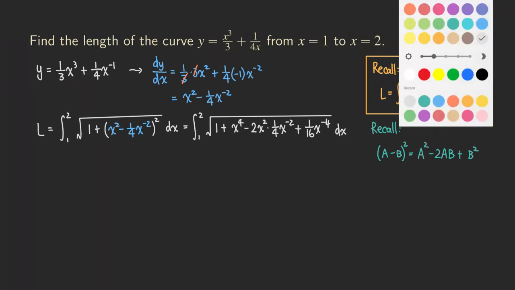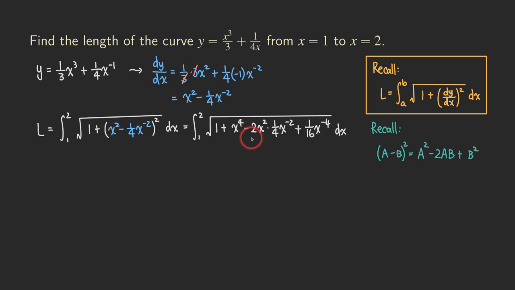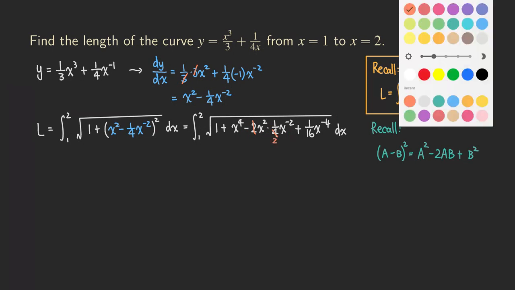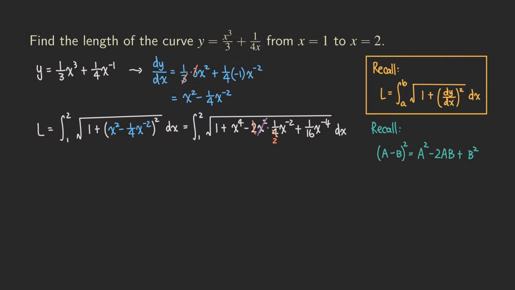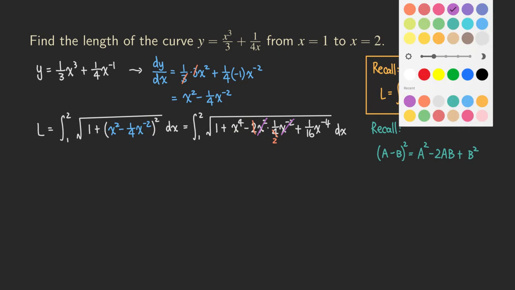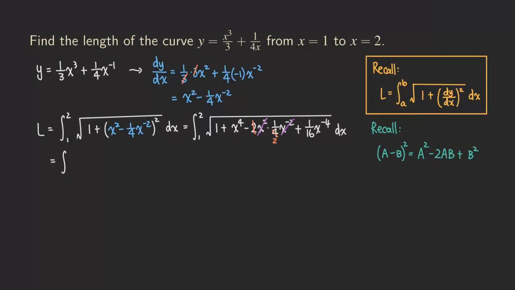And it would be a good idea right now to do some simplifying first. You can see the 2 and the 1 over 4. You can cancel the 2 and the 4, so you get a 2 here. And the other stuff, we can also cancel the x squared and the x to the negative 2. So now you basically will only have a 1/2 right here with the minus sign, so negative 1/2. Let's write that down. So we have the integral from 1 to 2 of the square root of 1 plus x to the 4th, minus 1 over 2, plus 1 over 16 x to the negative 4.